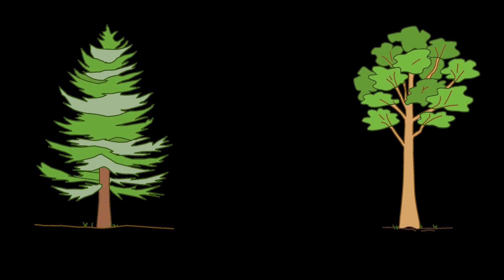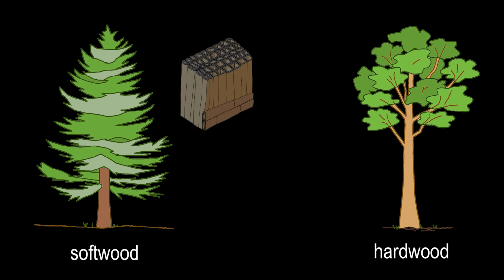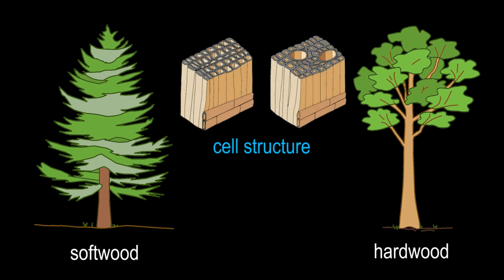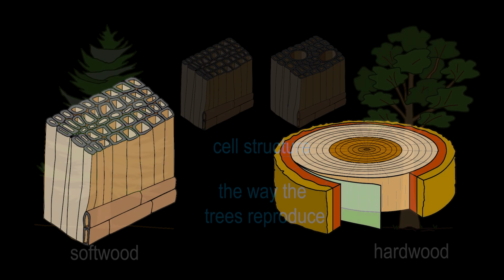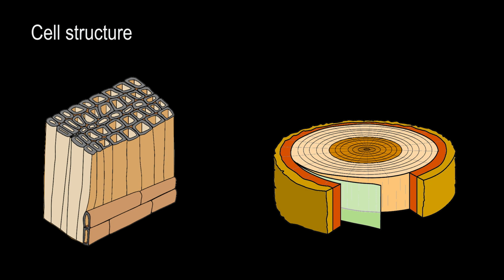So what's the real difference between a softwood and a hardwood if it isn't the hardness of the timber? One of the basic differences is in the cell structure of the wood fibers. Another is in the way the growing trees reproduce. Let's look firstly at the cell structure.